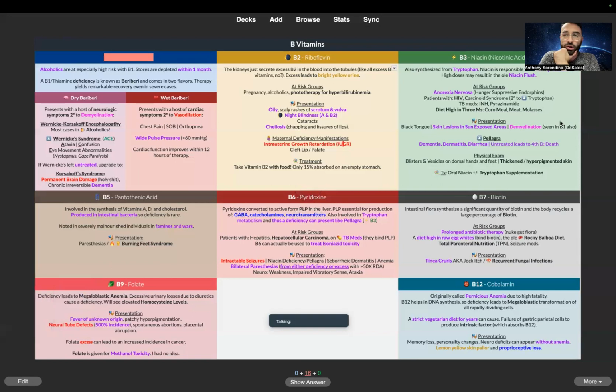Methanol. B1 is also known as thiamine. Biotin, you get at-risk groups TPN. At-risk groups for B3 is going to be anorexia nervosa. Presentation: oily, scaly rashes. Excess leads to bright yellow urine with riboflavin. That's why I made it yellow. Skip 4, 5. This is going to be B5, pantothenic acid. Okay.